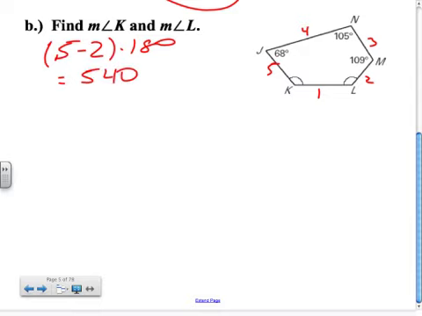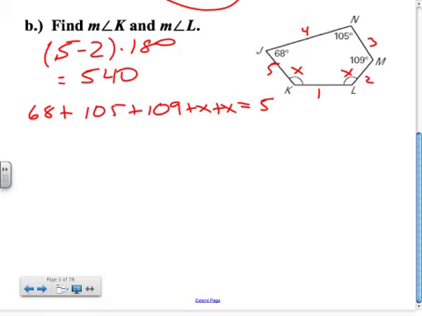That tells me all these angles add up to 540, and you're saying, well, wait a second, there's 2 of them I don't know. Yeah, but we know that those 2 angles are also the same measure. So if this guy's x, this one also has to be x if they're the same. So now when I set up this equation, I have 68 plus 105 plus 109 plus x equals 540. So on the left-hand side, I get 2x plus, let's see here, 109, 105, and 68 makes 282.